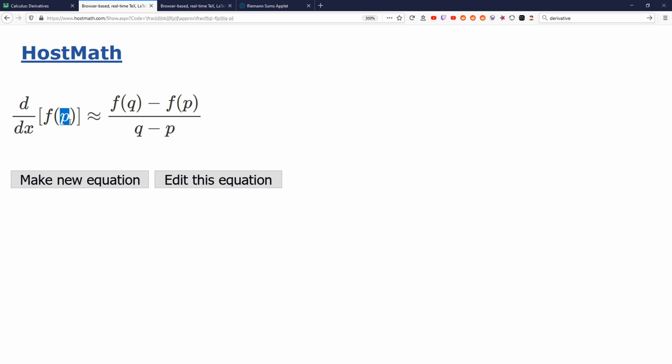So let's start with the derivative. You're looking for the derivative at point P. Remember that the function is valid from a to b, and P and Q are within a and b. So P is the point you're interested in, and Q is your approximation factor. The closer Q gets to P without equaling, because you don't want to equal it, the more accurate you're going to get.